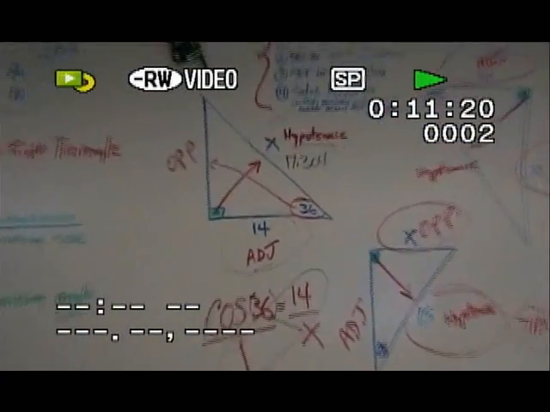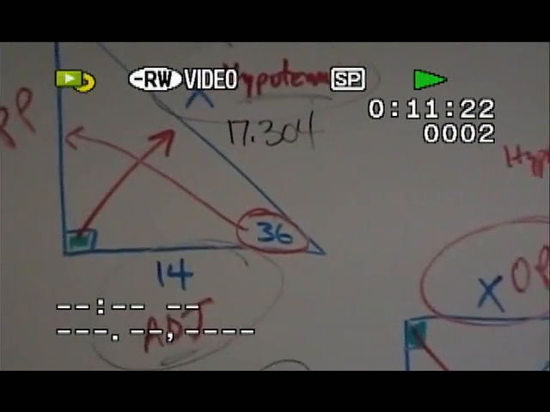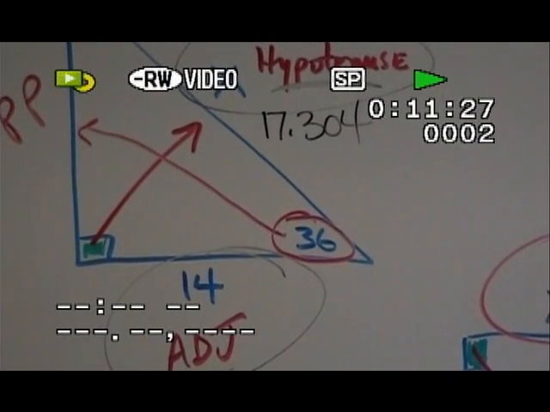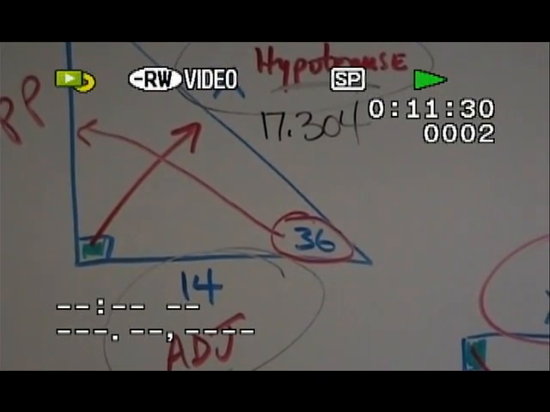Is that what everybody got? So they may ask you to round that to tenths, and it'd be 17.3, or to hundredths, and it'd be 17.30, but that's how that one works.